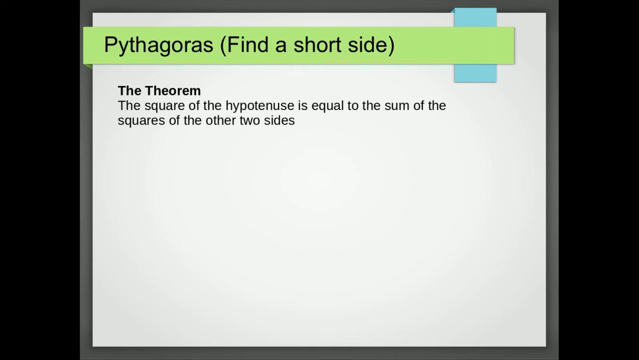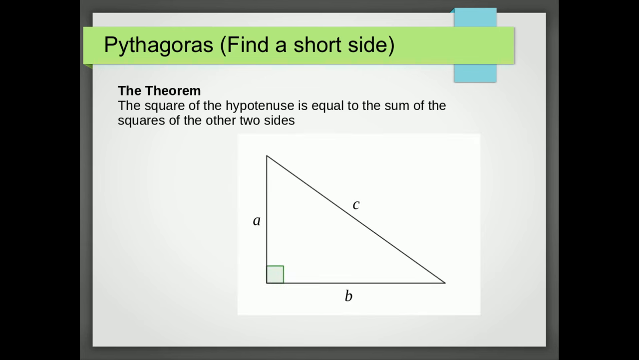In this video we're going to learn how to use Pythagoras theorem to find the shorter side of a right angled triangle. The theorem obviously doesn't change. It's the square of the hypotenuse is equal to the sum of the squares of the other two sides, just like our previous video. And that again gives us the formula that the square of the two shorter sides added together equals the square of the hypotenuse. The only difference is this time we'll be finding one of those smaller sides instead.